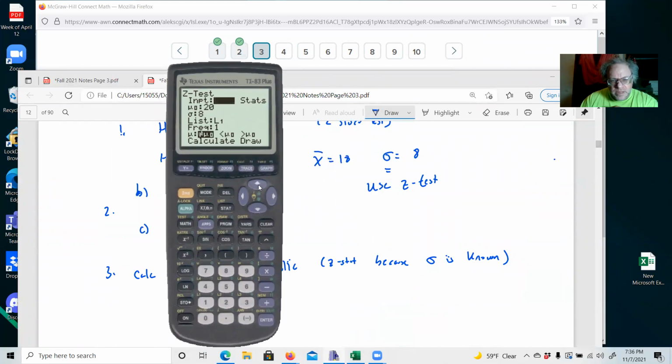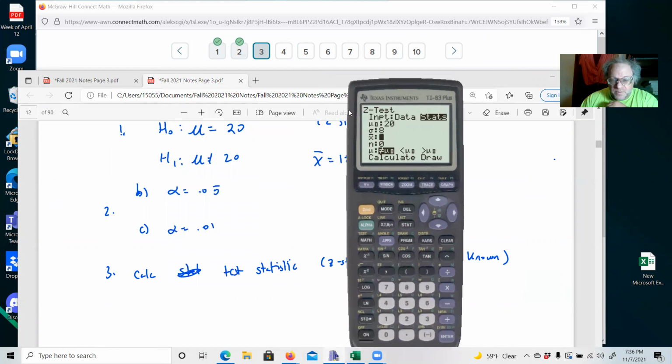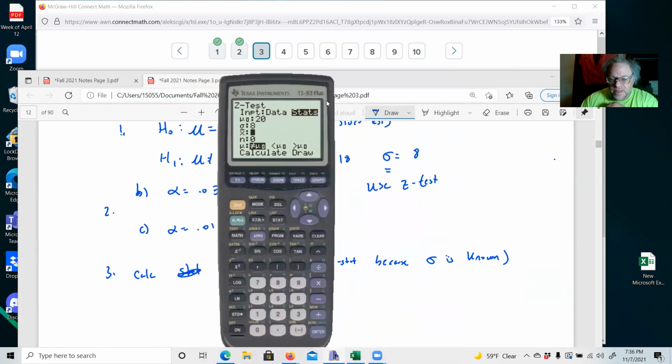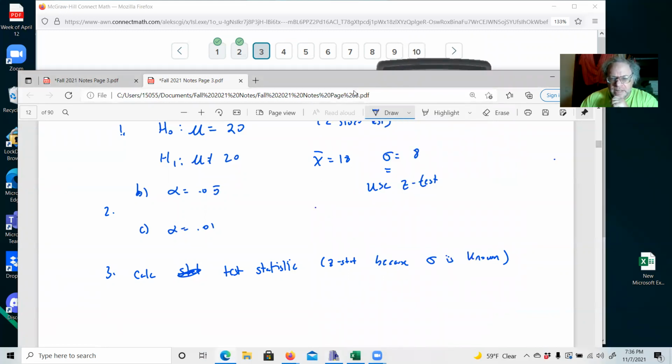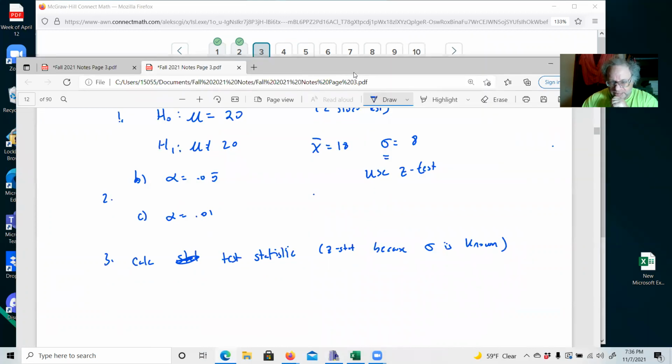No, I didn't want data. I wanted stats. How do I change this? Enter. Okay, there we go. So mu is equal to 20. Standard deviation is equal to 8. X bar, that was what we found. So we found that X bar is equal to 18. Did they give us an n? It had to, n is equal to 58. So we're going to go ahead and put this in here as well. N is equal to 58.